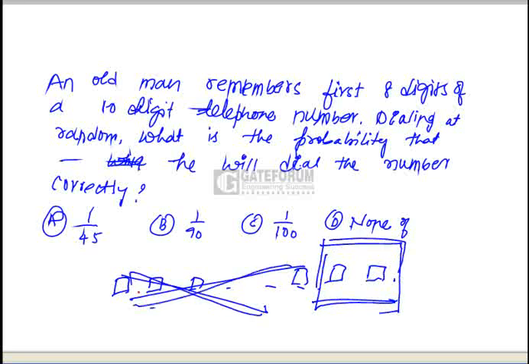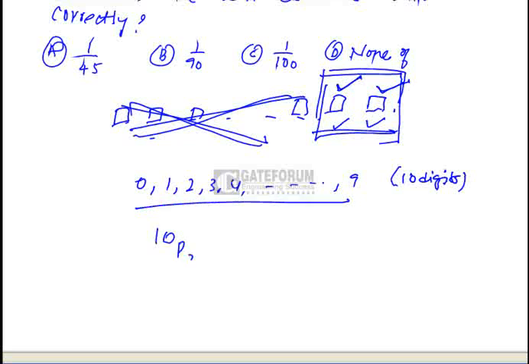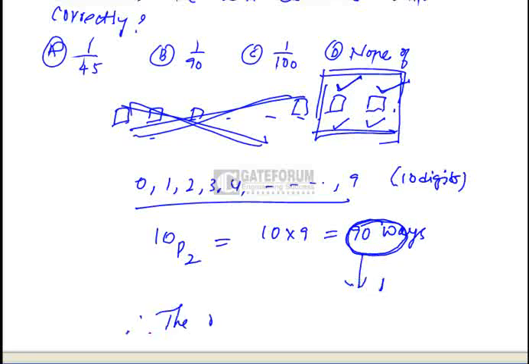So we don't need to arrange these 8 digits. So we can arrange the last 2 digits by 1, 2, 3, 4 and so on up to 9. So there are totally 10 digits which can be used to dial the last 2 digits. Now, out of these 10 digits, the last 2 places can be filled in 10P2 ways, which is nothing but 10 into 9, which is equal to 90 ways. But out of these 90 different random numbers, there will be only one number that will be correct. Therefore, the required probability is 1 out of 90, which is nothing but option B.